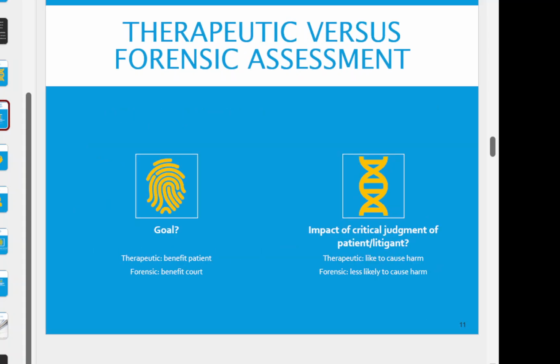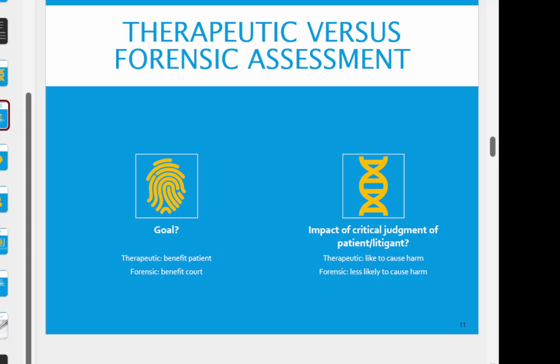With regard to goals, this is pretty straightforward. The therapeutic relationship is for the client's benefit, whereas the forensic assessment is definitely for the benefit of the court. With regard to critical judgment, we know that this is not in alignment with the therapeutic relationship, and it is likely to cause a rupture between the therapist and the client.